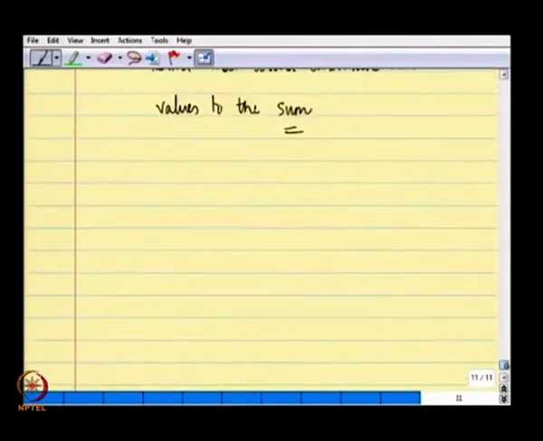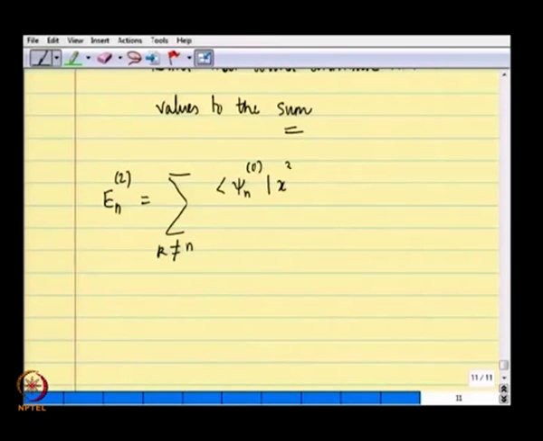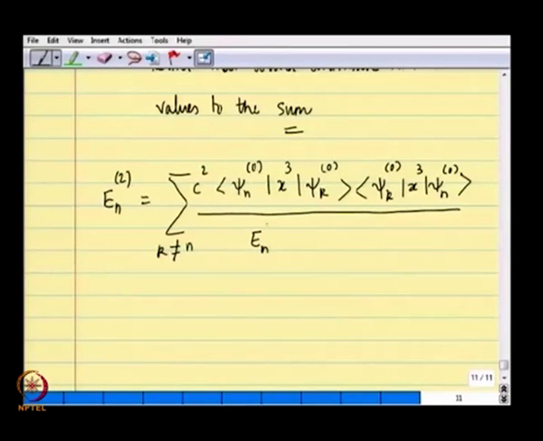In fact, I will state the result, but we will verify it later, that if we are looking for the second order correction E n 2 to the harmonic oscillator, and if we do the symbolic writing using the Dirac notation, sum over k not equal to n, psi n 0 x cube psi k 0 times c square, psi k 0 x cube psi n 0, divided by E n 0 minus E k 0, which is essentially equal to h nu into n minus k. Okay.